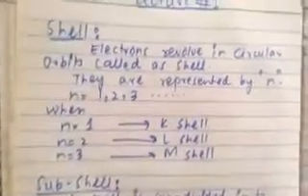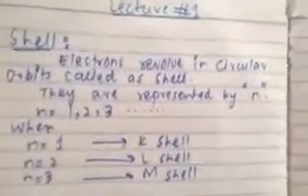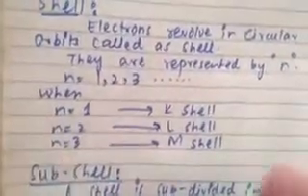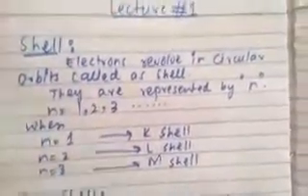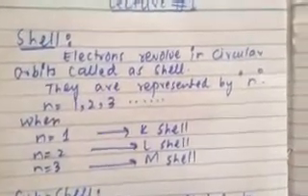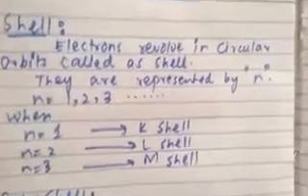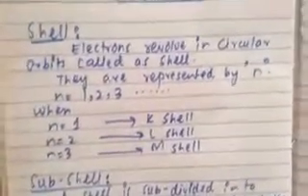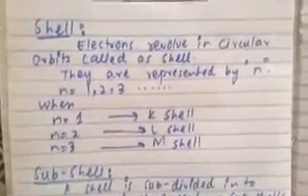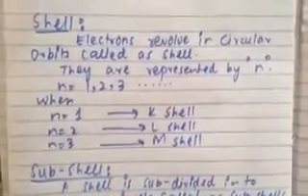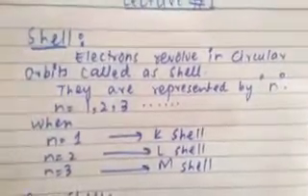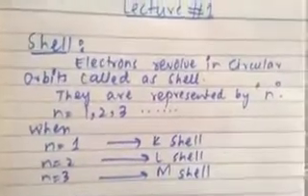When the value of n is 1, it will be K shell. When the value of n is 2, it will be L shell, and when the value of n is 3, it will be M shell. So this is shell. It is very easy and simple: the circular orbitals in which electrons revolve are known as shells. It may be K, L, M, N shell. It depends upon the value of n, because shell is represented by n. When the value of n is 1, it will be K shell; when n is 2, L shell; and when n is 3, M shell. So this is the definition, examples, and types of shells with their representation.